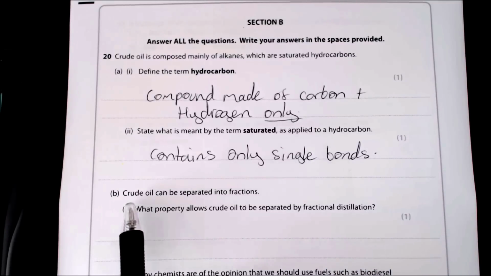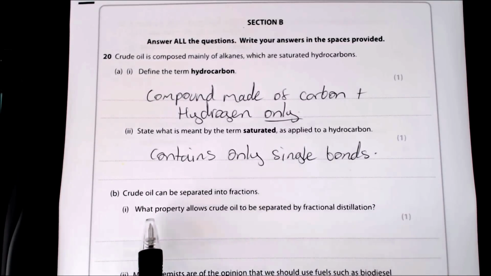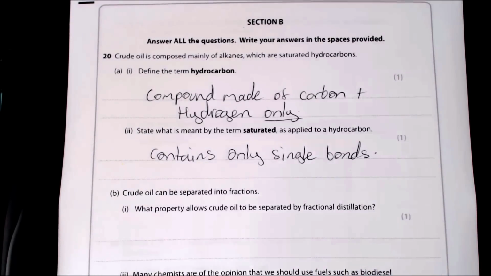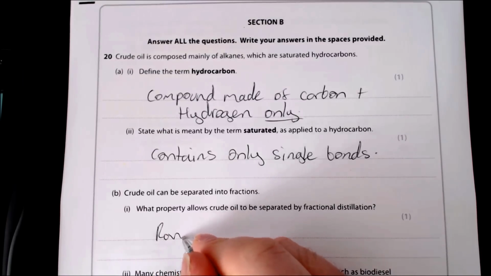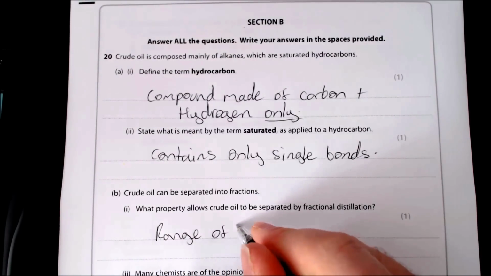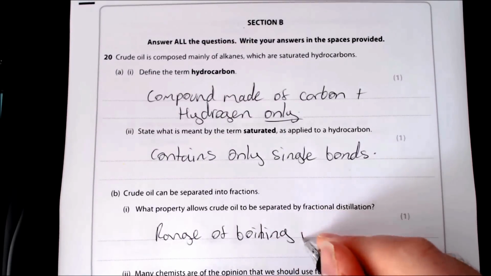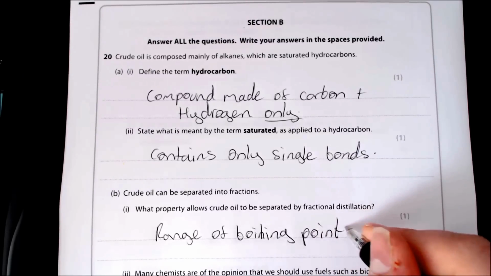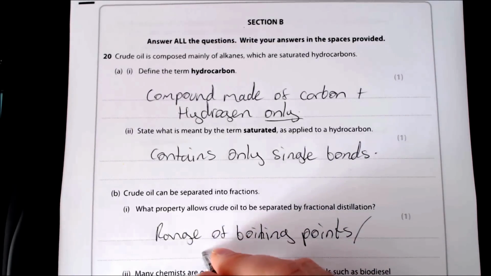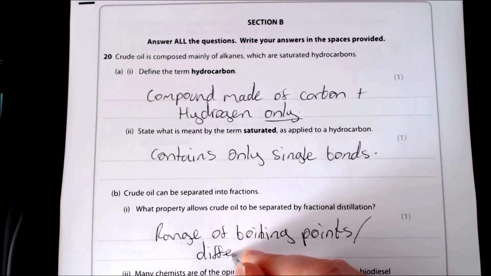Okay, so the next question says crude oil can be separated into fractions. What property allows crude oil to be separated by fractional distillation? Well, the key thing is that crude oil has a range of boiling points because it's different hydrocarbons, different sized chains. So you can put either one of them really. So we'll put down here that we have a range of boiling points. Or you could say you have different sized molecules, anything like that really.